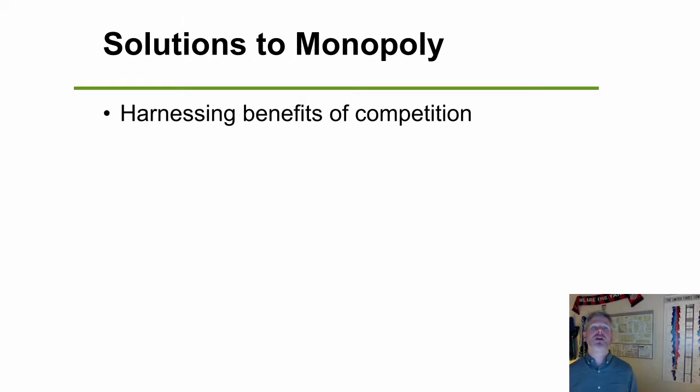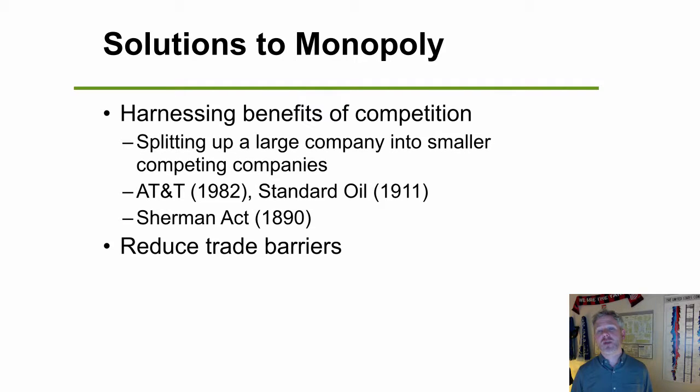All right. So one of the first ways in which monopolies are addressed is by trying to get the benefits of competition by splitting up the large monopoly into smaller companies. This was done with AT&T in 1982, Standard Oil in 1911. In 1890, the Sherman Act was passed, which gave the government the ability to investigate companies and the power to break them up if they were found to be trying to become monopolies.